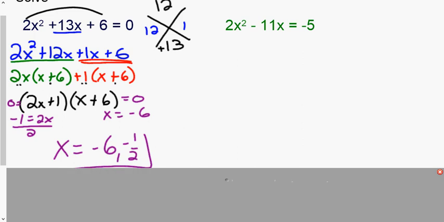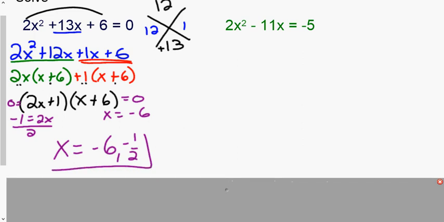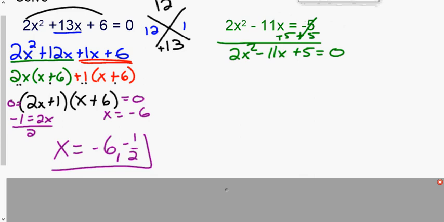Again, it's got to equal 0 first. So you would have to add the 5 over. So you have 2x squared minus 11x plus 5 equals 0. And now you would do diamond split, just like we did on the left problem, and to do all the solving. So pause the video and try that one on your own.